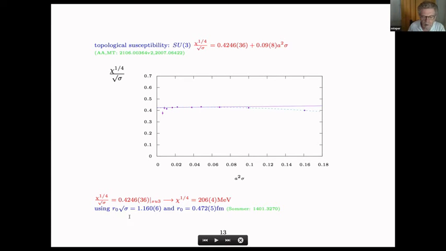So we take the ALPHA collaboration's r0 values in the pure gauge theory and compare them to our string tension values, do a fit, and we find in the continuum that r0 times the square root of the string tension has this value, 1.16. And then we take from Rainer Sommer's talk a few years ago, where he had his best estimate from various sources of r0 in Fermi units. And we combine these two to give us 206 MeV as our value for the susceptibility.